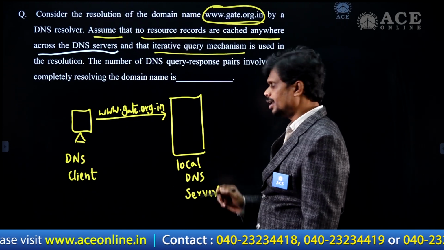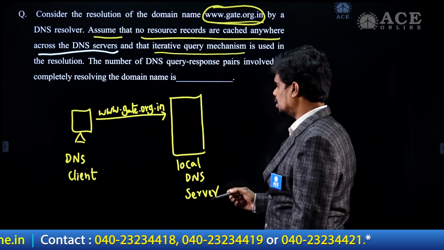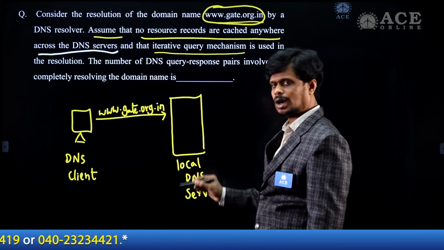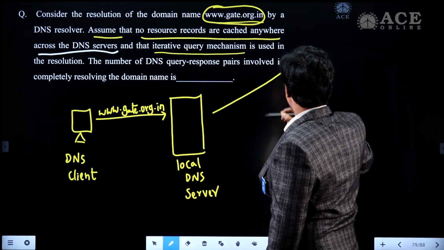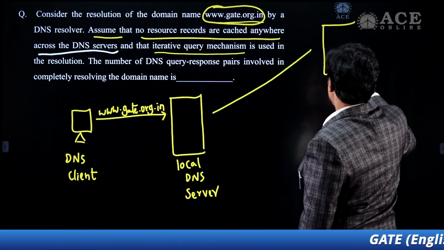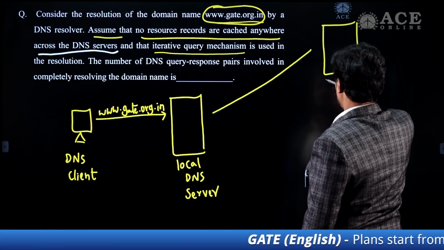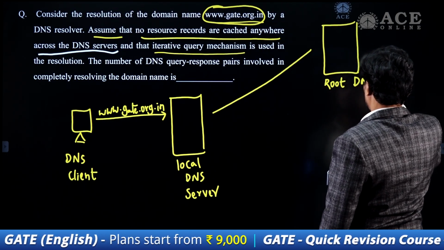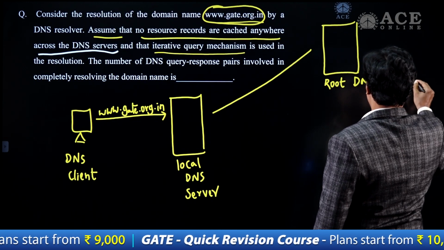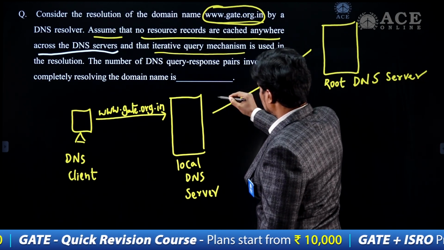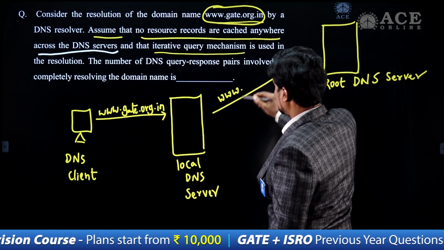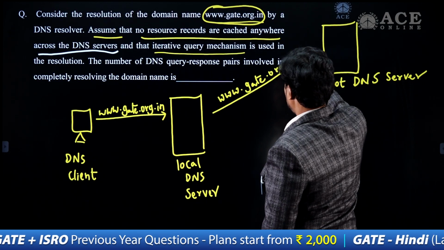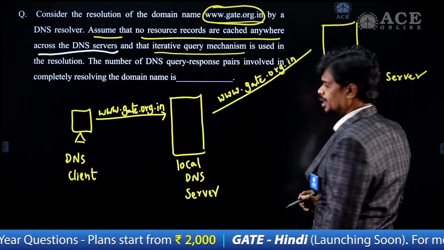Then what will this local DNS server do? This local DNS server will forward the same URL address to the root DNS server, the root level DNS server. What it is forwarding here is the URL request www.gate.org.in. This is being sent to the root level DNS server.